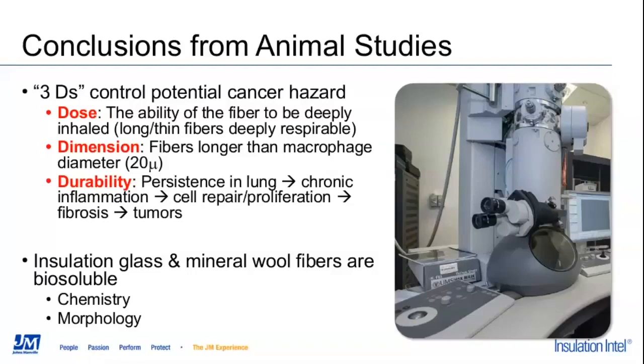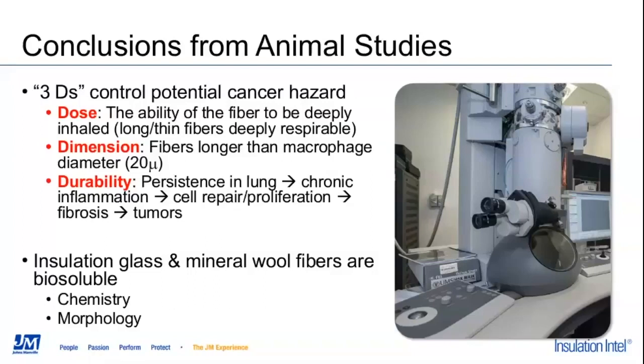So it's those fibers that are longer than 20 microns that are part of the dimension issue here. But also, most importantly, is durability. Only if you have a fiber that is deeply respirable, longer than a macrophage is in diameter, and durable in the lung, do you get a potential cancer hazard. No one knows exactly for sure, but we understand what happens in the lung if a fiber is deeply respirable, if it's longer than a macrophage is in diameter, and if it's durable, it persists in the lung.